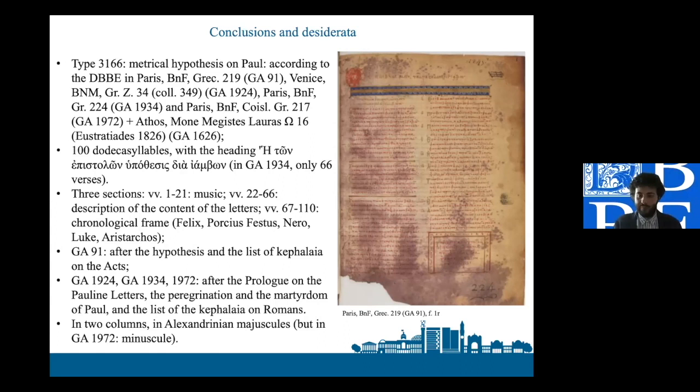This metrical hypothesis is present in GA 91, so in Parisinus Graecus 219, after the hypothesis and the list of the kephalaia on the Acts of the Apostles, while in GA 1924, GA 1934, and GA 1972, this metrical hypothesis is placed after the prologue on the Pauline letters, the peregrination and the martyrdom of Paul, and the list of the kephalaia on the epistle to the Romans. It's usually written in columns in Alexandrian majuscule, with the only exception of GA 1972, where the text of this metrical hypothesis is written in minuscule.